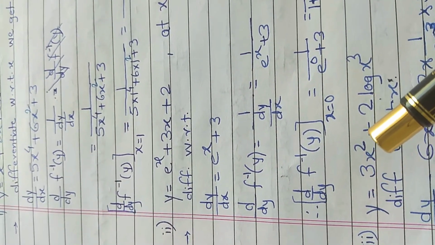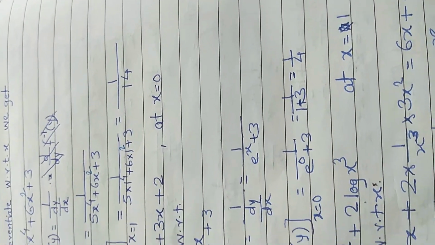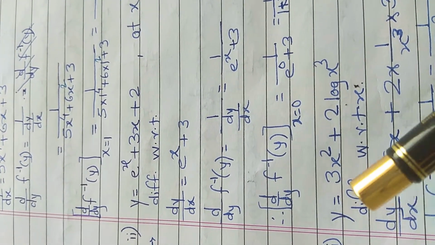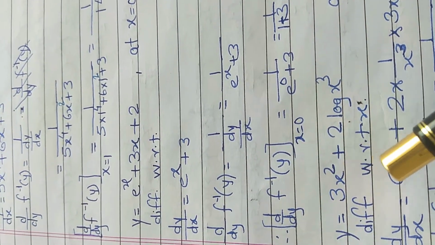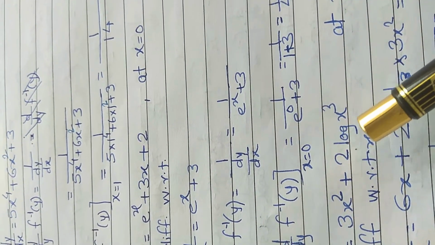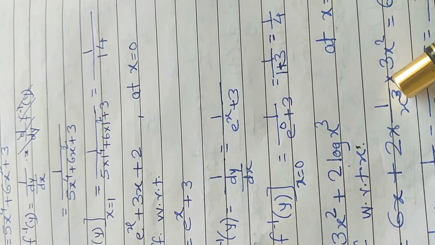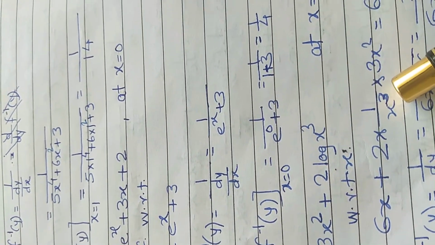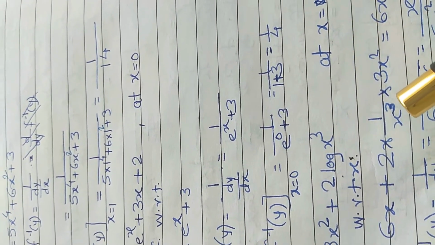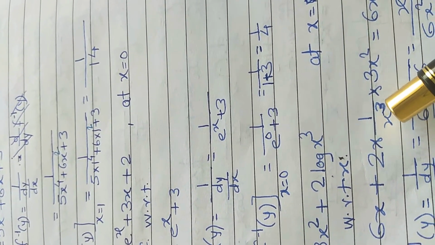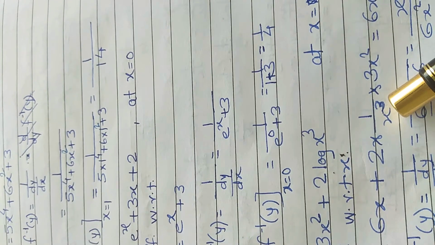Roman 3, y equal to 3x square plus 2 log of x cube. At x equal to 1, we have to discuss the derivative of the inverse function. Differentiating with respect to x, we will get dy by dx as derivative of 3x square will be 6x. 2 the constant as it is, derivative of log of something is 1 upon that thing. Therefore, derivative of log of x cube is 1 upon x cube. Derivative of x cube is 3x square. This x square and x square in the denominator will get cancelled, but still 1 x remains in the denominator. Therefore, 6 upon x it will be.